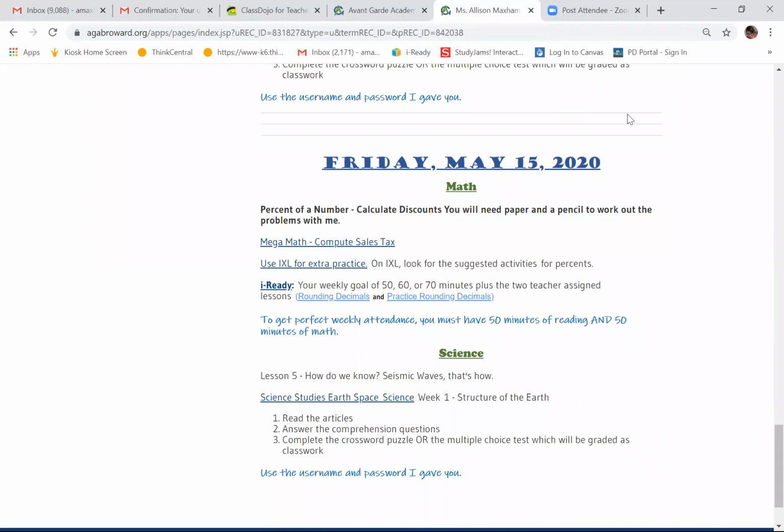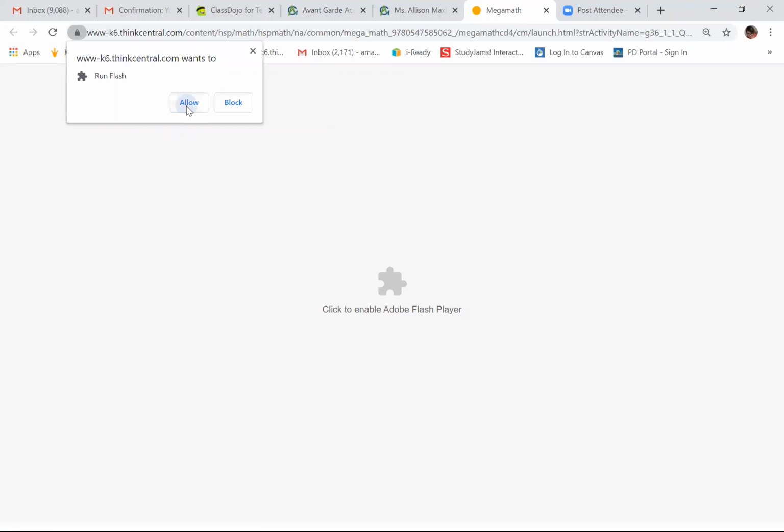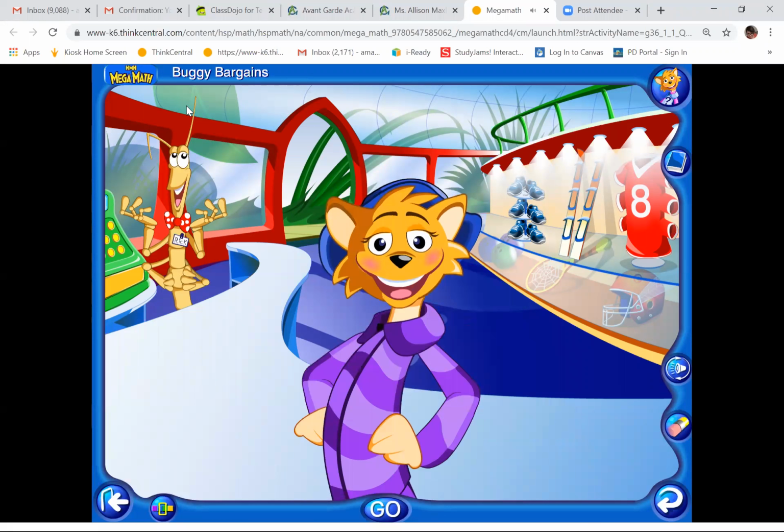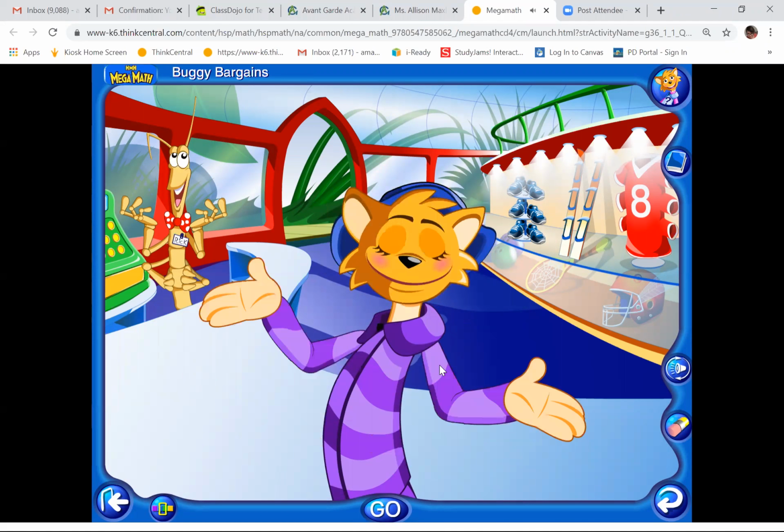So here I am today at today's lesson, and you'll see, look at this, MegaMath, compute sales tax. It's almost as if this was planned all along, wink, wink. I'm going to enable my Flash player. And here we go. Hi, I'm Penny. Hi, Penny. Welcome to Click.